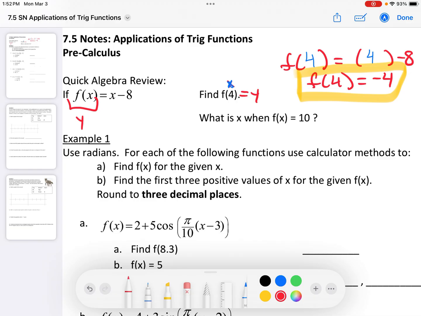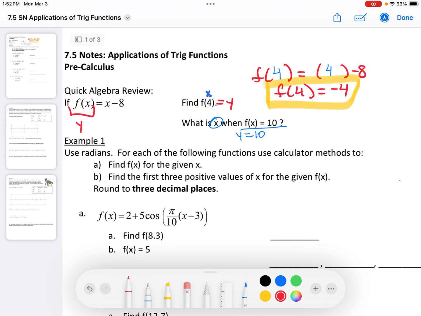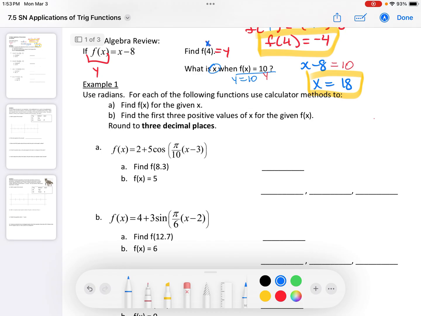When we have the x, we plug the x into the equation and go from there. When we're finding x, when f of x equals 10, that's telling us that the y is 10. So the equation x minus 8 gets set equal to that 10, that y being the 10. And then we solve for x. So x is 18. So when we have the y given to us, we need to backtrack and find the x. So we are going to do this for trig equations.